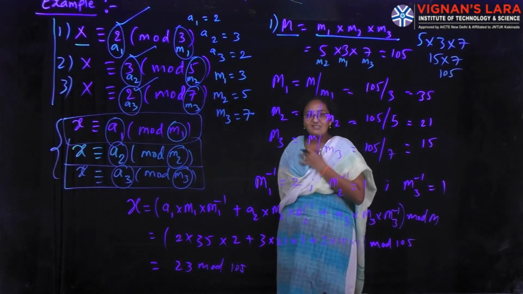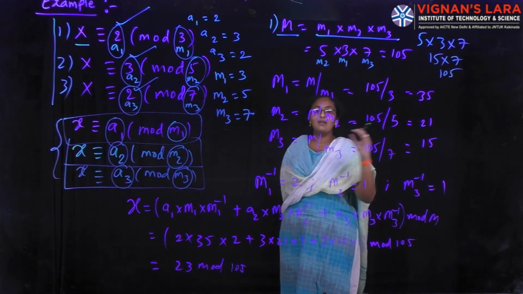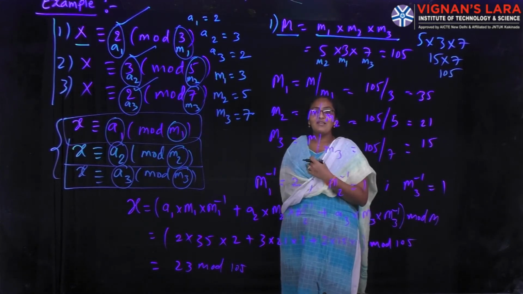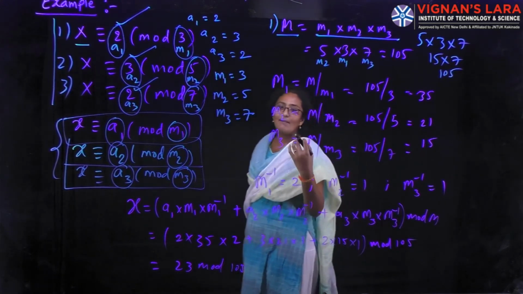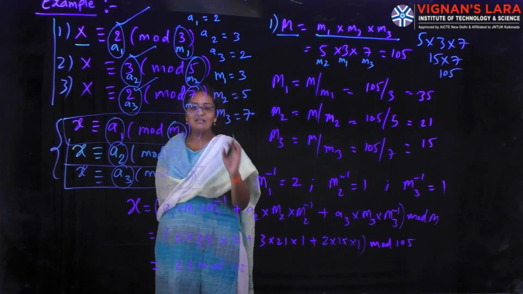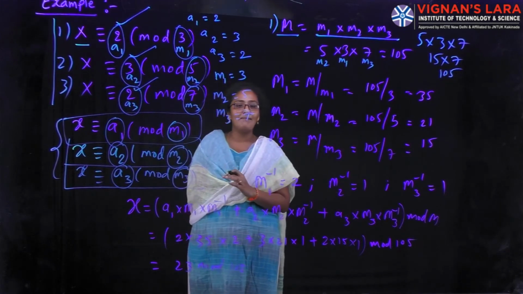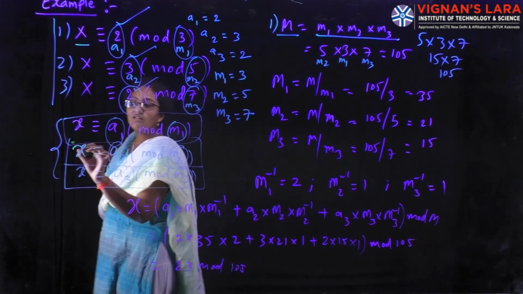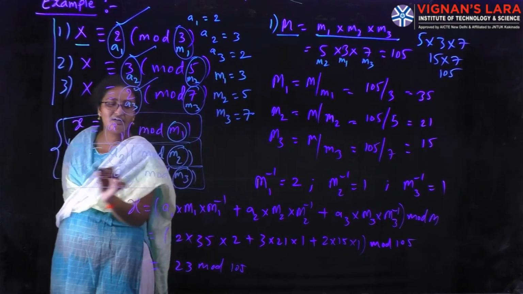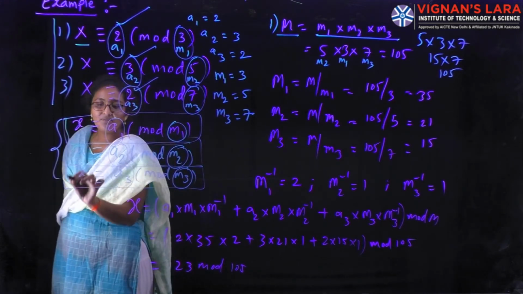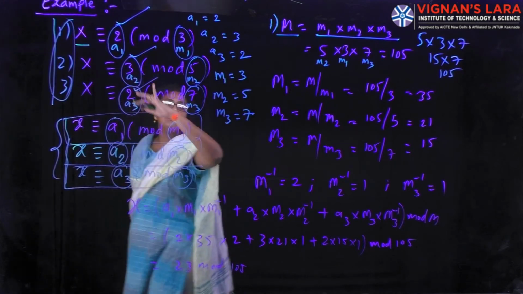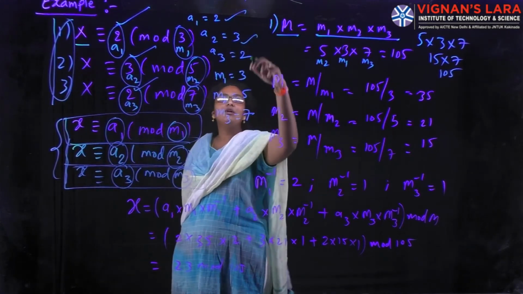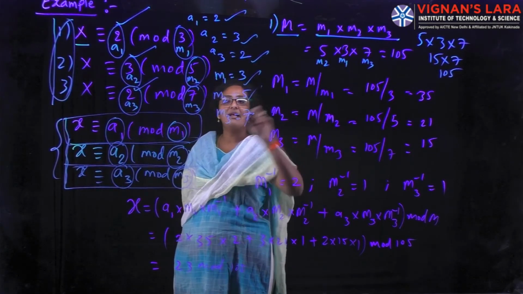So first I have taken the Chinese remainder theorem statement, then I have seen what the steps in Chinese remainder theorem are, then I am solving the example for Chinese remainder theorem. If you want to solve the examples, you have to compare the statements of Chinese remainder theorem, you have to compare these congruent equations with the example equations. By comparing, I got the A1, A2, A3 values and the M1, M2 and M3 values.